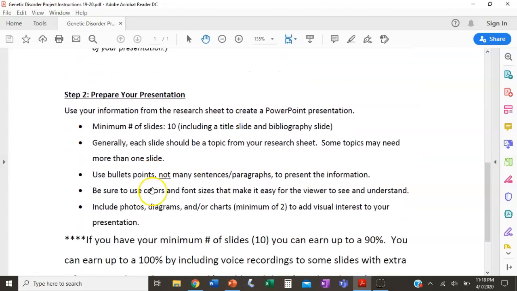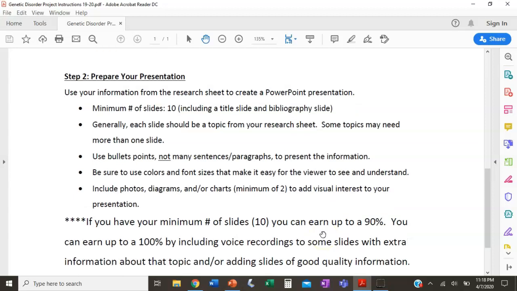Let's go to the presentation for just a moment. Minimum of 10 slides. So ladies and gents, title is one, bibliography is another. There are 8 required topics. That would give you your 10 slides if you just did one per topic plus the title and bibliography. However, those 10 slides are going to give you up to a 90%.